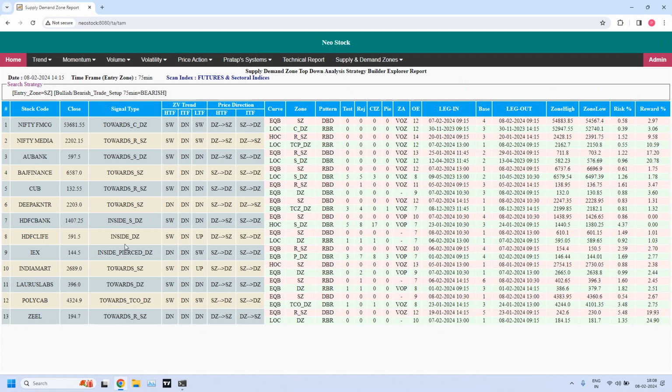Now let me filter. All the bearish stocks are filtered. 13 stocks are there. 13 is a reasonable number to analyze. Still, if you feel this number is big or you want stocks near to the zone and expecting a minimum 3% reward, how many stocks if you want to filter based on that. Anyway, you are able to see in this report, you can pause and watch, but still we will filter.